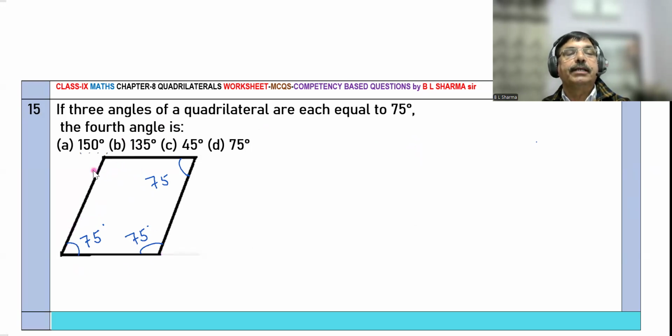So what about this angle? This angle will be 135 degrees. See now, the sum of all four angles of the quadrilateral is 360 degrees. So B is the correct option.